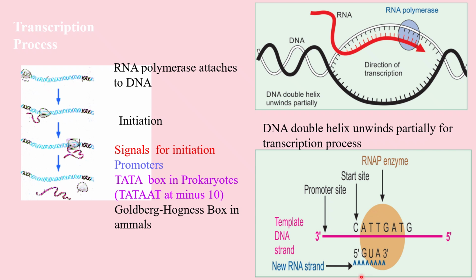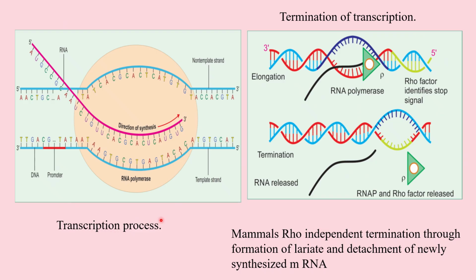Now the RNA polymerase enzyme starts picking the desired complementary nucleotides, keeps on adding, keeps on polymerizing, and this is how the synthesis of RNA takes place from 5' to 3' direction. While in the template DNA, the reading happens from 3' to 5' direction. Direction is very important to remember. So this is the transcription process.